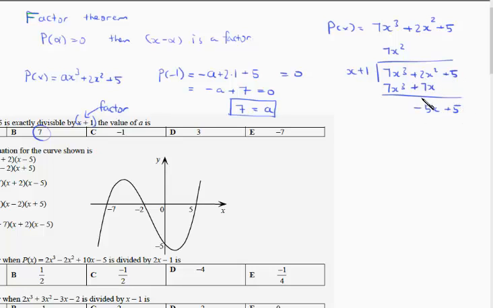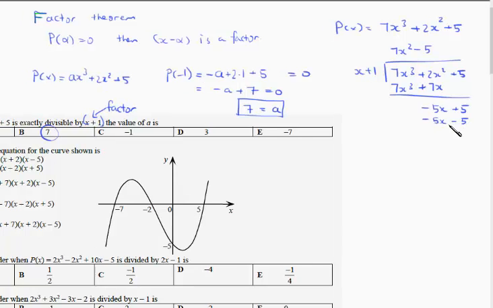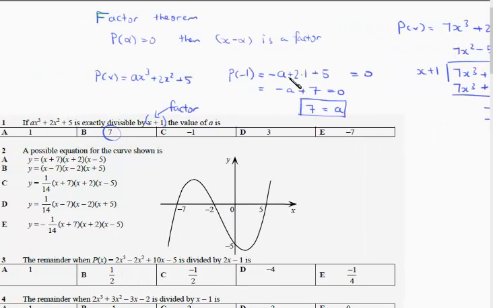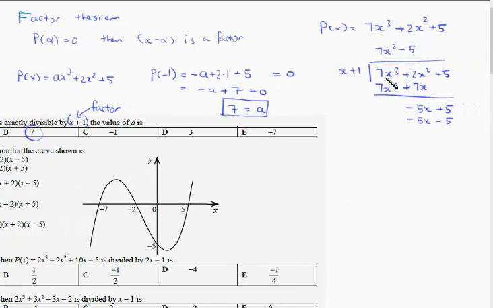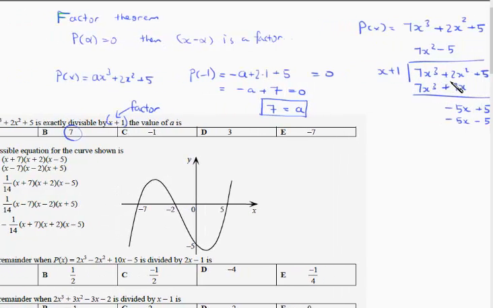This one comes down. And you multiply this by minus 5 to get negative 5x. And this by this is minus 5. Hold on, it's plus 5. It's a bit strange. Hold on. It's not working. Did I make any mistake here? Negative a plus 2 plus 5. I have to plug in -1, that's right. And this is 7, and a equals 7. And then this becomes 7x cubed plus 2x squared plus 5.